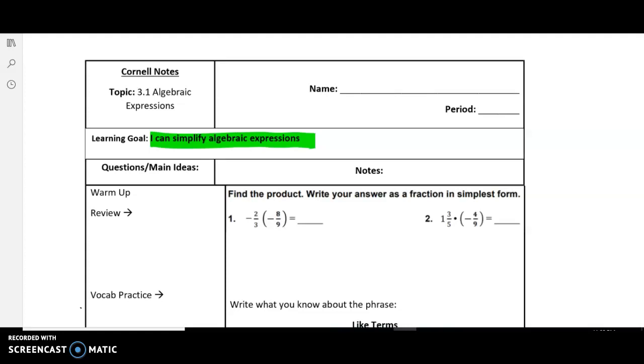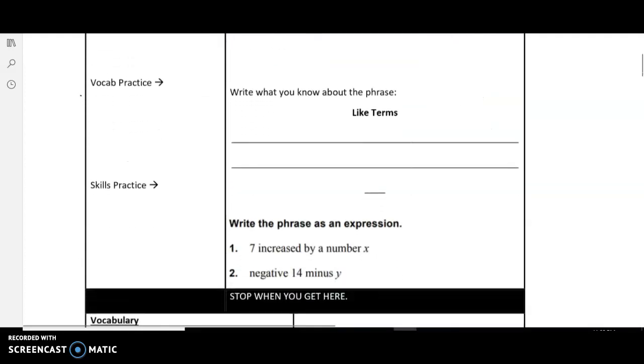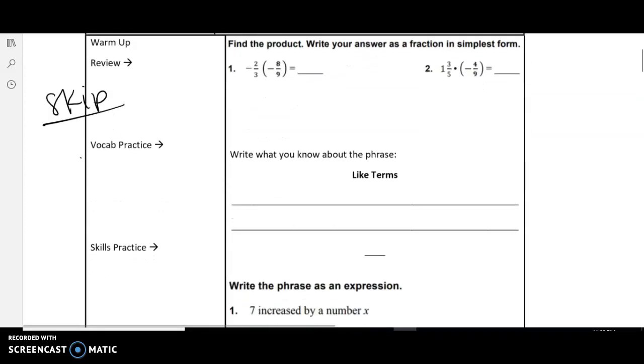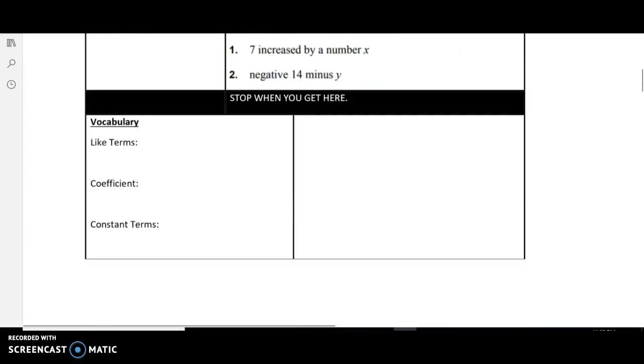With video notes, you can pause at any time to write things down. Just know that whenever you do pause, it does take a little bit longer for you to complete the video. So we're going to scroll down here and we're actually going to skip the warm-up for today. We'll come back to it another day. And we're going to go down to our vocab.